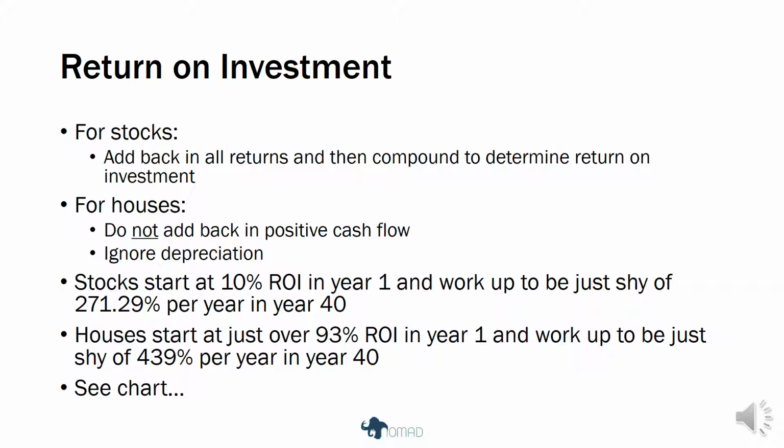Because one could argue you got cash flow thrown off from the property. You could use that money in order to pay down debt or to buy another house and compound the cash flow portion of it. For the houses, I'm not doing it, which is conservative. You'd want me to do that if you were trying to compare stocks to houses, because we want to handicap Nomad to make sure that it performs better than expected. Okay, so in this case, I'm not adding back in positive cash flow from the houses.